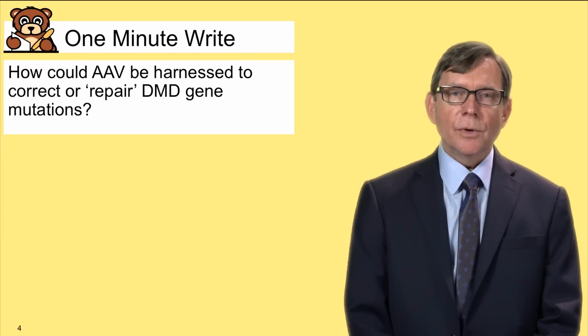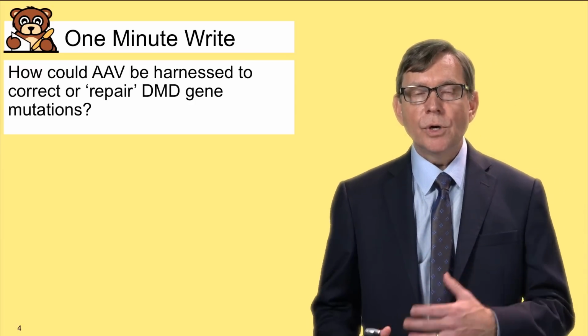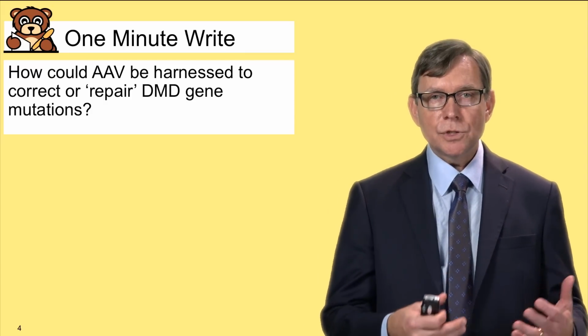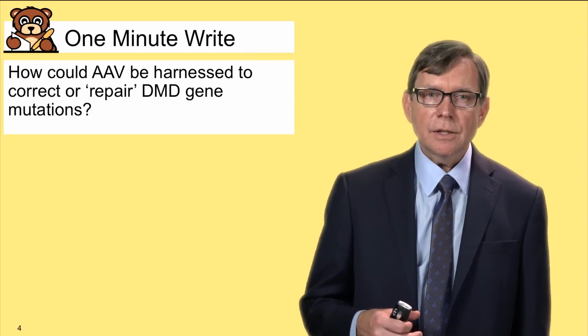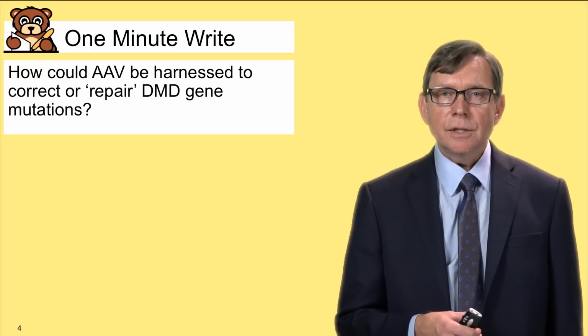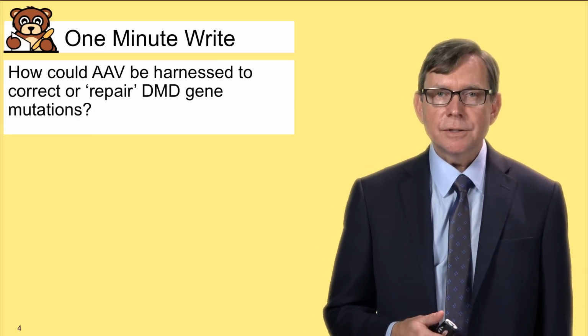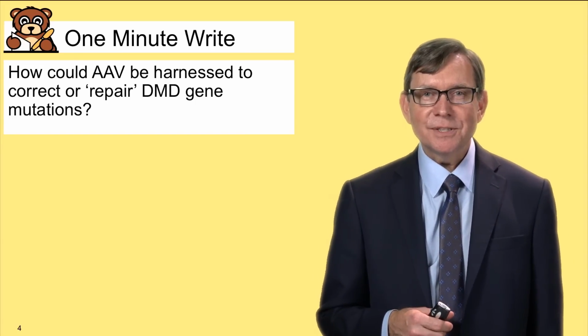So let's do a 1-minute write. Think about this for a question. We've talked earlier about how we could bring a new dystrophin gene into dystrophic muscles, but could you harness this AAV vector technology to actually correct or repair a mutation in the gene leading to Duchenne muscular dystrophy? So why doesn't everybody write down their answers to that question for a minute?